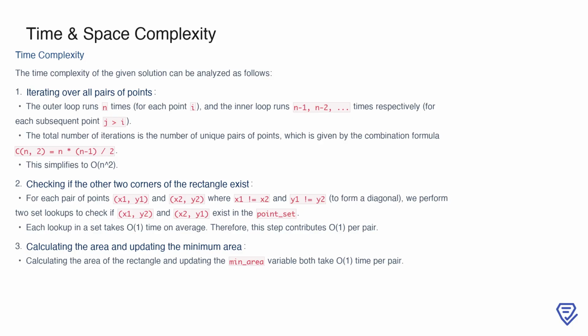Next, for each valid pair of points that can form the diagonal of a rectangle, we perform two constant time lookups in the set to check if the other two corners exist. Since each lookup in a set takes O(1) on average, this step adds an O(1) cost per pair. Finally, calculating the area of the rectangle and updating the minimum area is also an O(1) operation. These constant time operations per pair do not change the dominant O(n²) complexity from the first step.